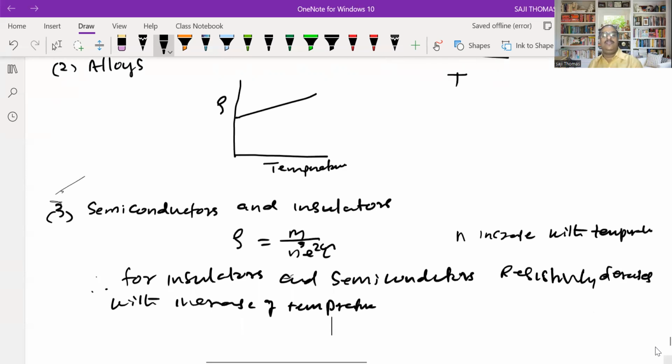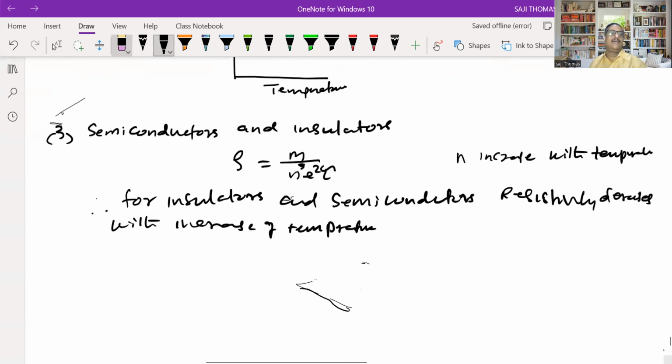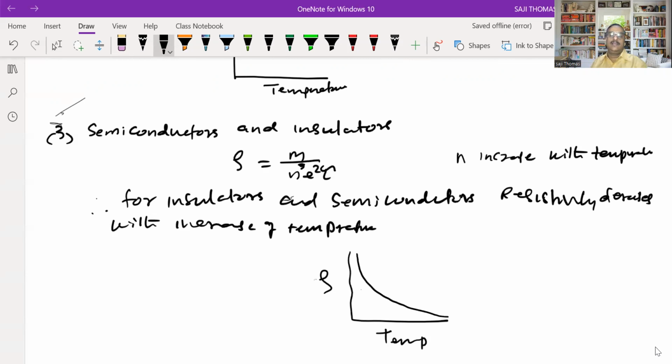So if you plot a graph, resistivity against temperature, it will be a decreasing graph like this. Okay. So resistivity of metals increases with increase of temperature. Resistivity of semiconductors and insulators decreases with temperature.